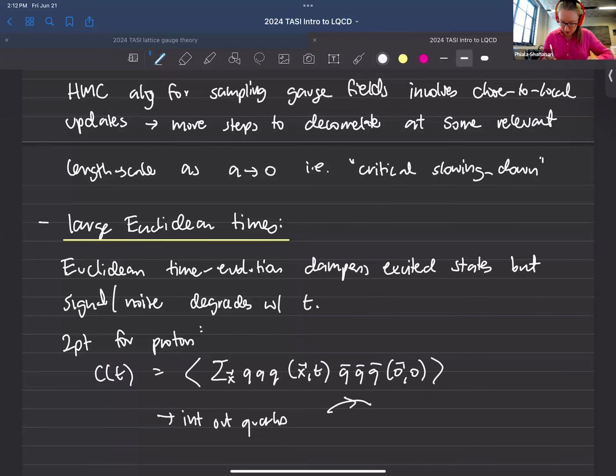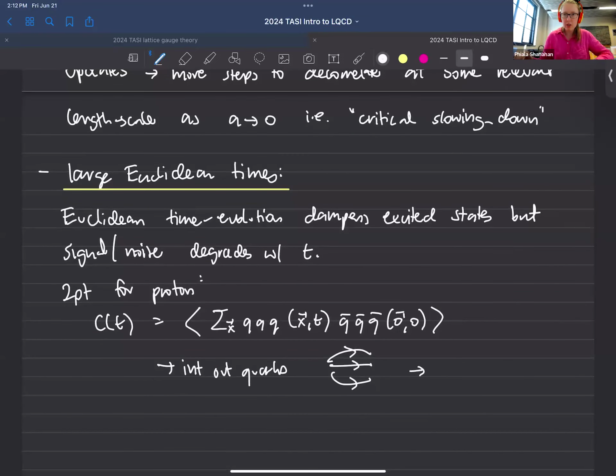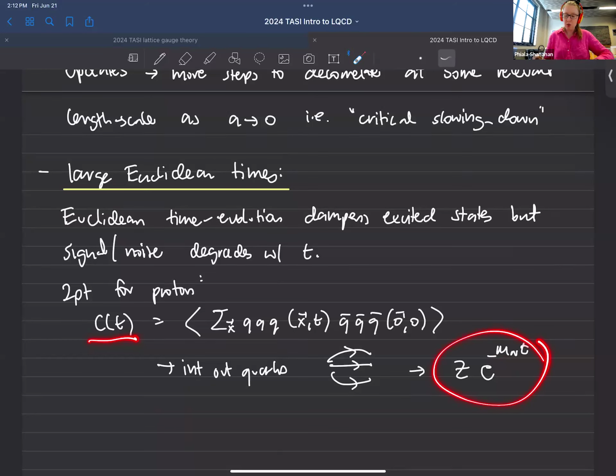And we see that we can write this as 3 quark propagators. This is the skeleton diagram that we saw for the pion, and you can do exactly the same calculation. It will look like some number and then decay exponentially with the mass of the proton, which I'm calling Mn, in the exponent. So this is exactly what we saw for the pion: this 2-point correlation function decays exponentially in the large time limit with the mass in the exponent.